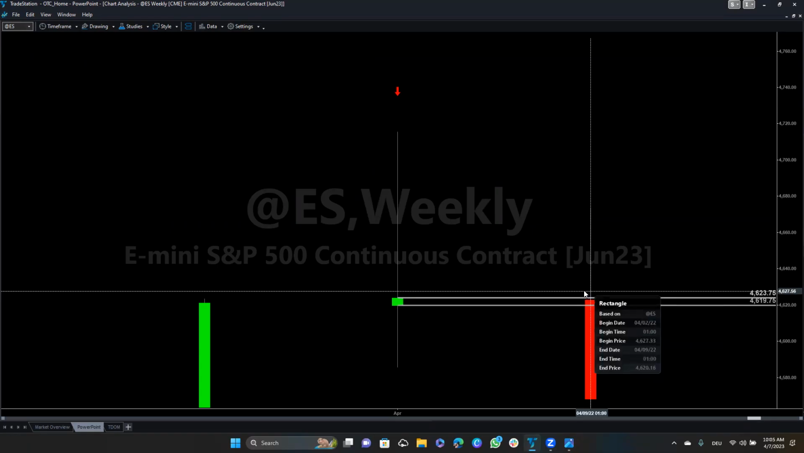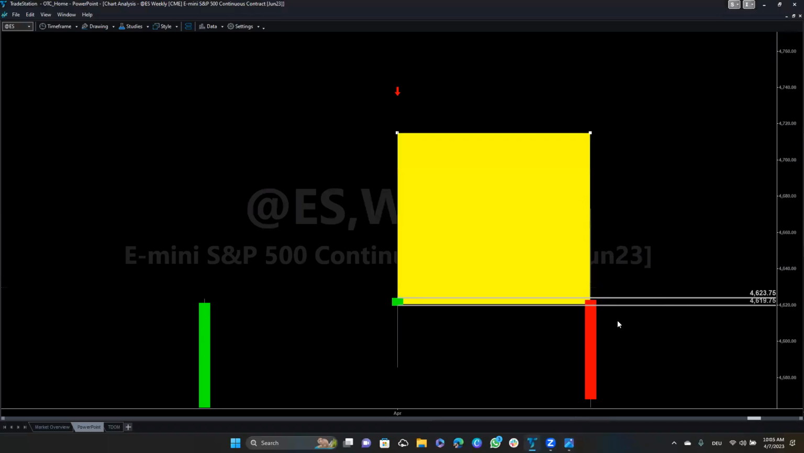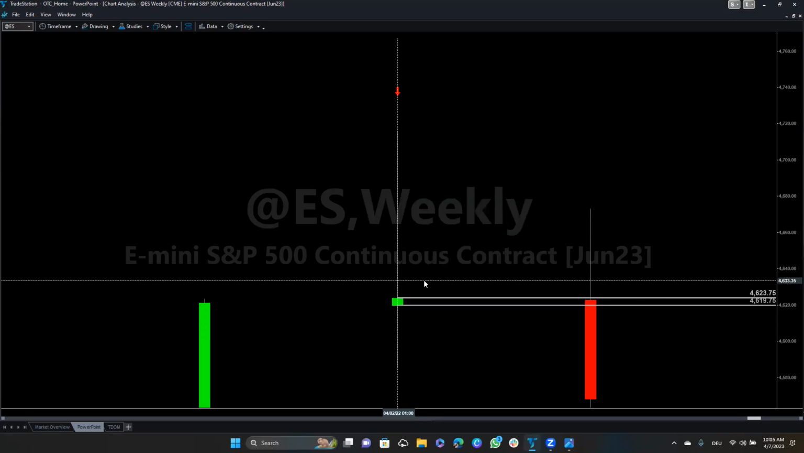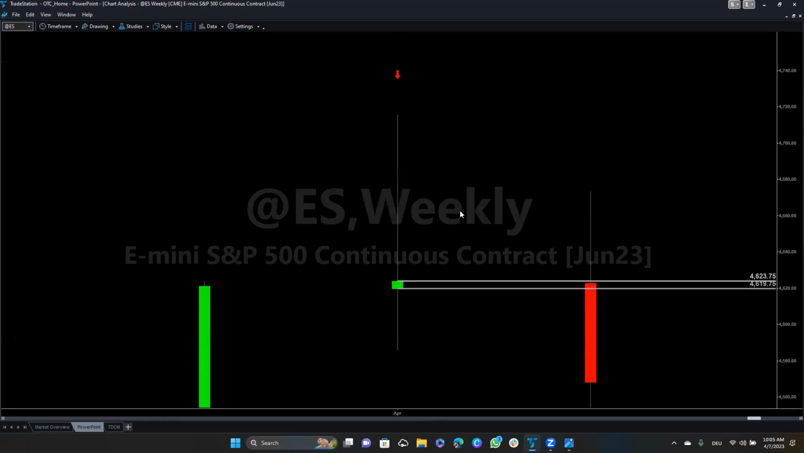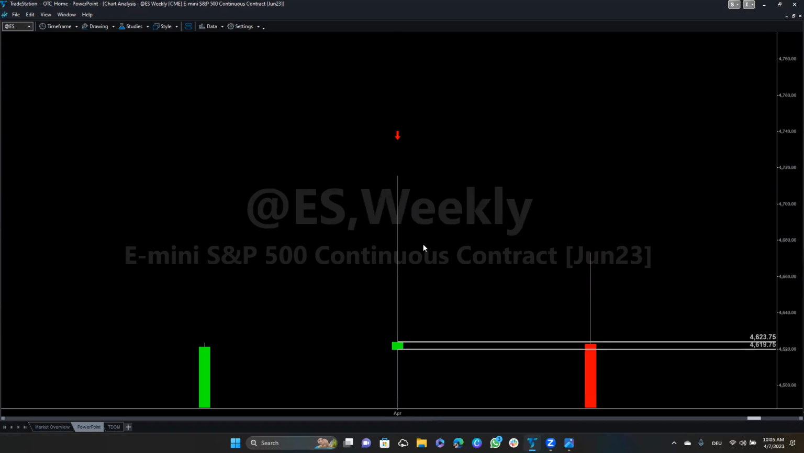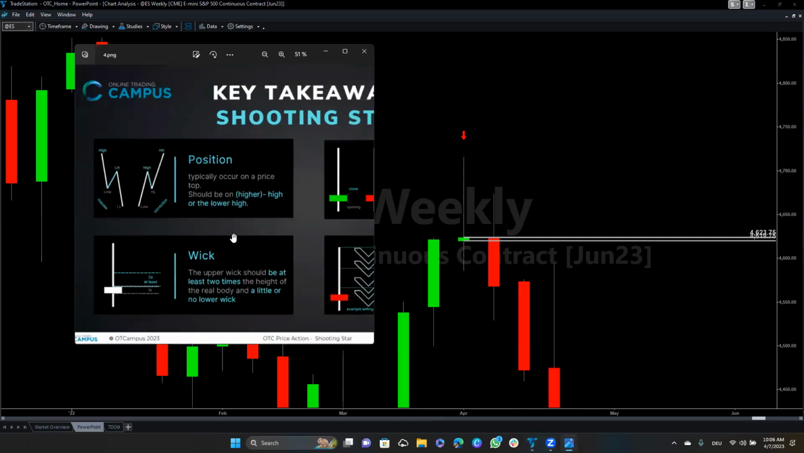Okay, here 1. Very easy, you will see. Look at this. We have all of this to the upside, right? It is definitely more than 2 times. And we have a lower wick below, right? We have a wick. It's not super small, but it's fine, right? It depends on the upper wick here. Good.